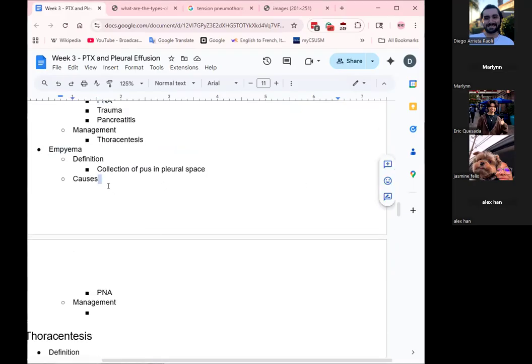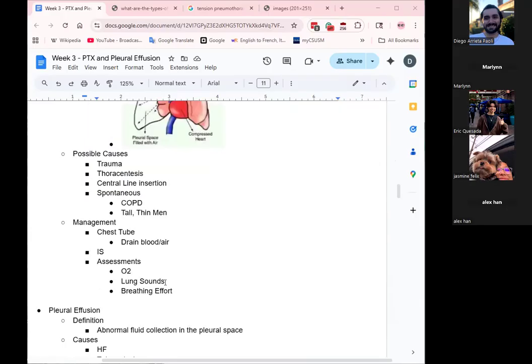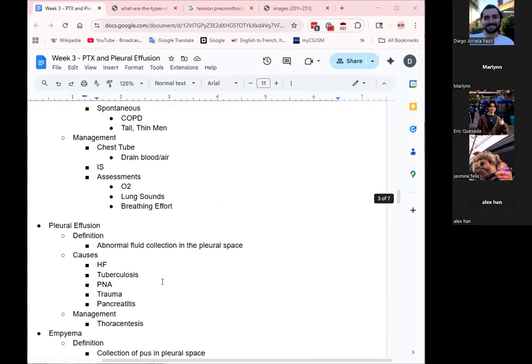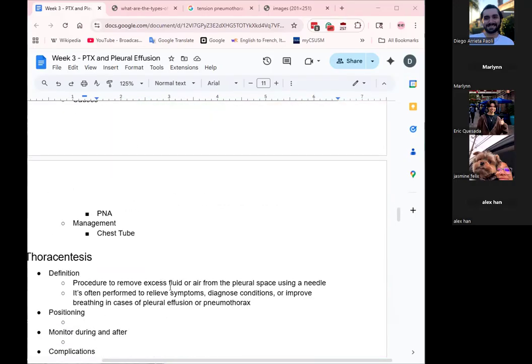And then empyema, this one's referring to pus in the pleural space. So this would be more related to an infection naturally. Pneumonia would be a big one, and this one's the same idea as the pneumothorax and hemothorax, so chest tube. Any questions on this so far? I think it's relatively straightforward. Fluid where it's not supposed to be, drain fluid out.